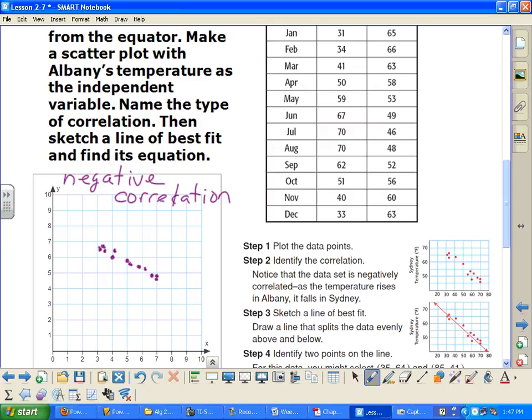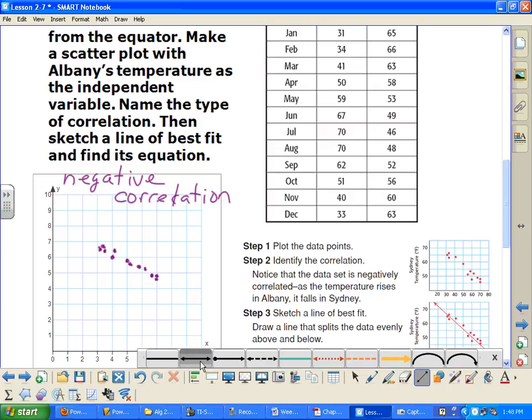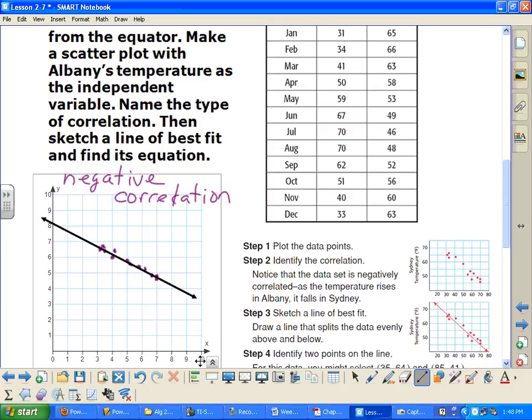Then we want to sketch a line of best fit. The one thing, like they said, is that when you draw a line of best fit, you want that line to go right through the middle of the points, so you have basically the same number of points above and the same number of points below your line. Let's see here. Probably something close to that, right?